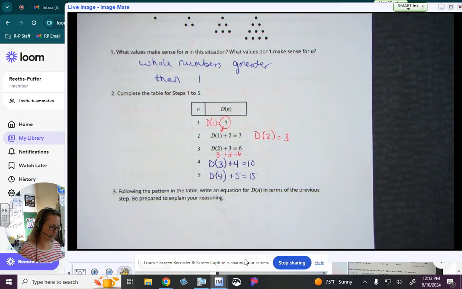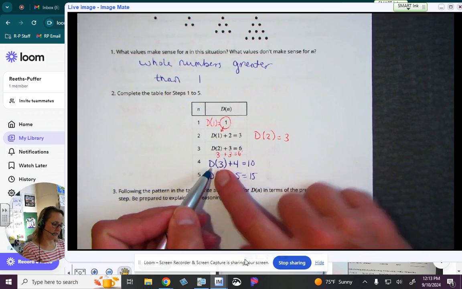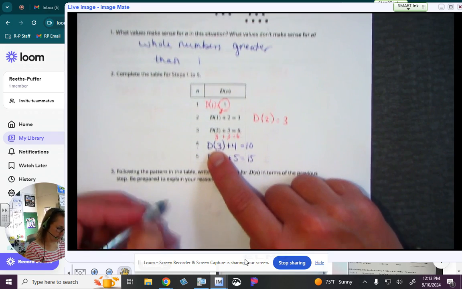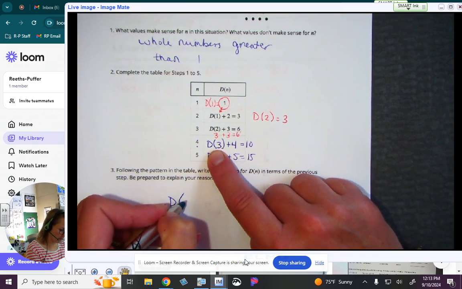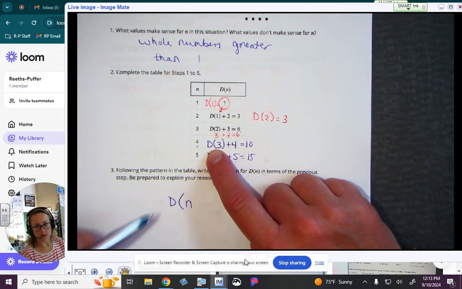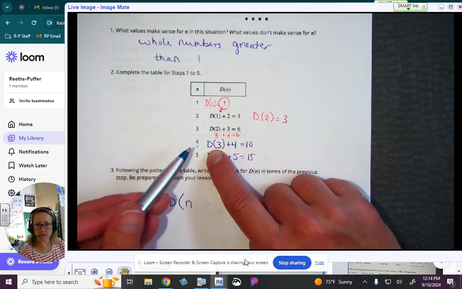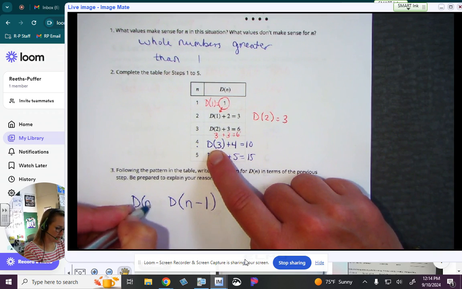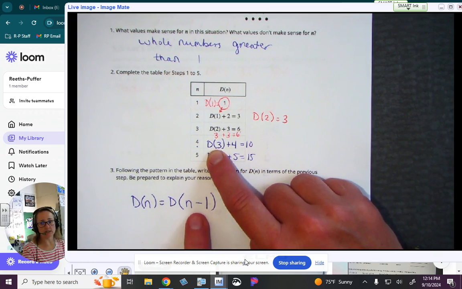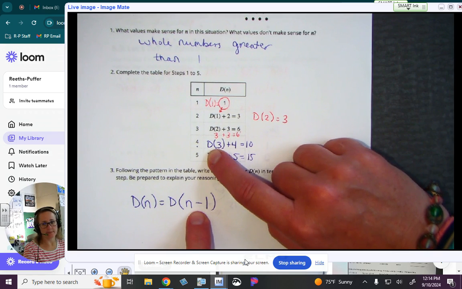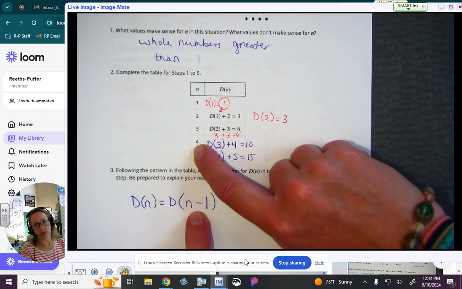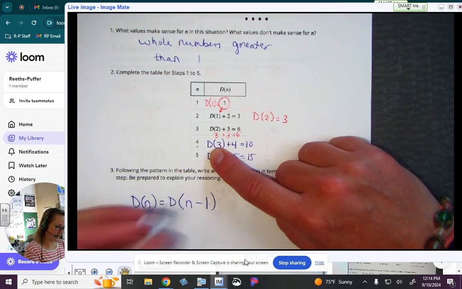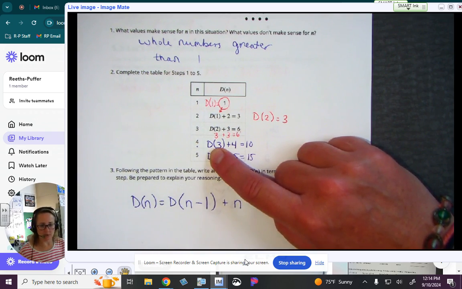Okay, so to find d4, we had to know d3. So to find any step n, we have to know the step before it. To find step d of n, we have to take the step before it, dn minus 1. So to find d4, I needed d3, that's 4 minus 1. And then I'm going to add whatever the step number is to it.